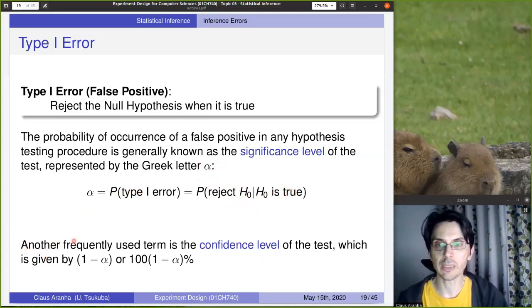Another term is the confidence level of the test. The confidence level of the test is 100 minus alpha percent. So 95% confidence means that the test has a 0.05 alpha.